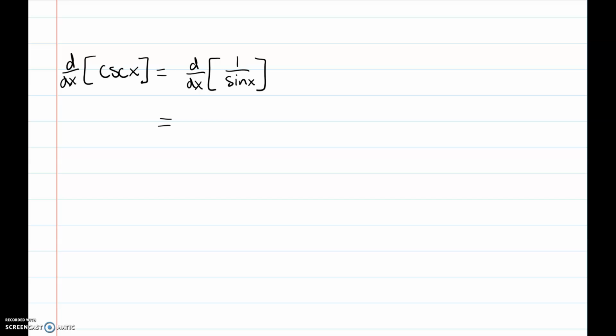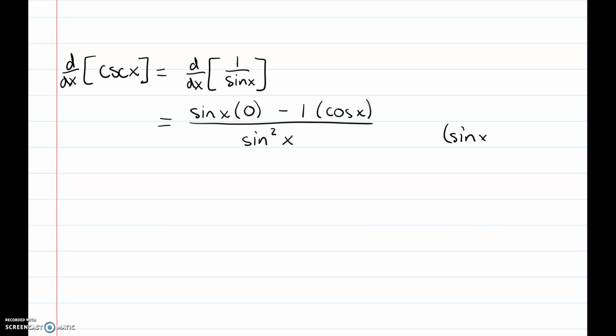So in our quotient rule, remember we take low d high, so we have sine of x times the derivative of the top, derivative of 1 is 0. Take high, so that's 1, d low times the derivative of the bottom, so derivative of sine of x is cosine of x, and that's all over the bottom squared. So sine squared of x, which is equivalent to sine of x squared, but it's easier to write sine squared of x. So on the top, sine of x times 0 is 0, so we have a negative cosine of x on top, sine squared of x on bottom.